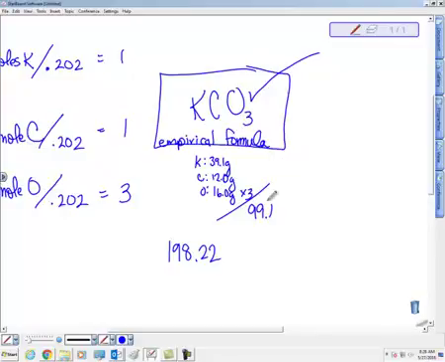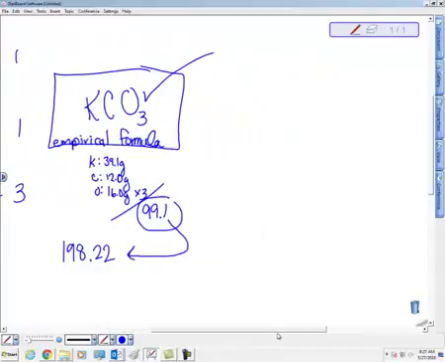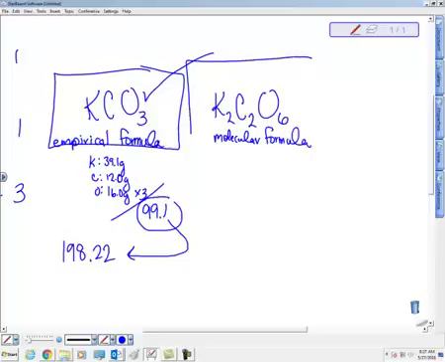So, all right, here's this molar mass, 99.1. How many times does 99.1 fit into 198.22? I can kind of do that in my head, 2. Okay, check it. It does. It divides by 2. So what that means is that the empirical formula needs to be doubled in order to match the molar mass that was given. So we're going to double everything. Instead of having 1 K, we're going to have 2. Instead of having 1 carbon, we'll have 2. And instead of having 3 oxygens, we'll have 6. And so that's your molecular formula. And there you go.